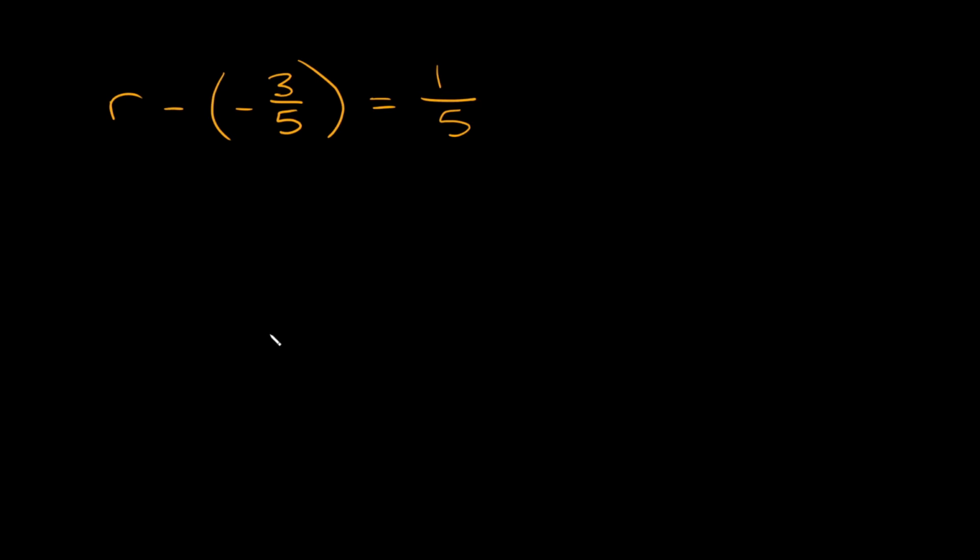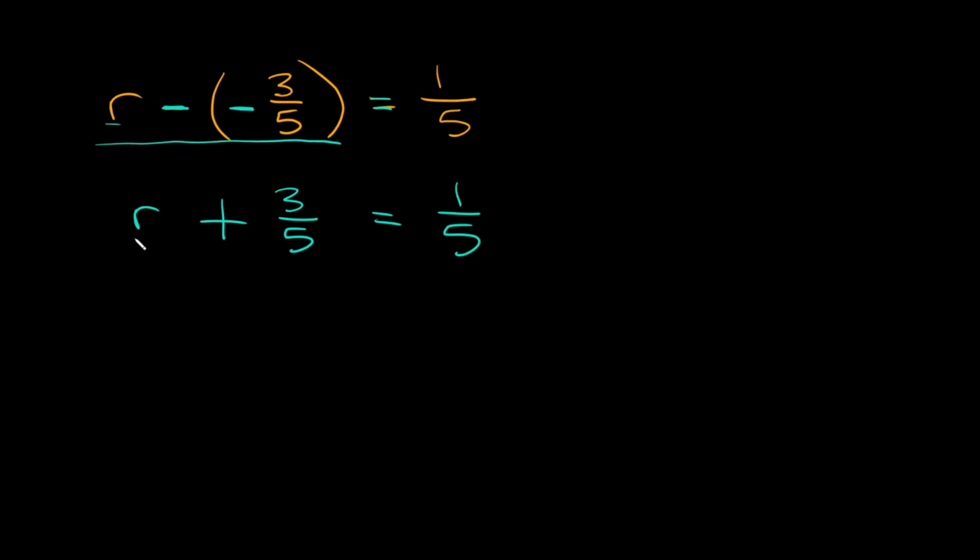Okay, so here we have r minus negative 3/5 is equal to 1/5. Again, the point is to isolate our variable. But before we do that, I'm going to simplify this left side of the equation. Whenever you're subtracting a negative, that's the same thing as just addition. So this is really just r plus 3/5. And again, that's equal to 1/5.